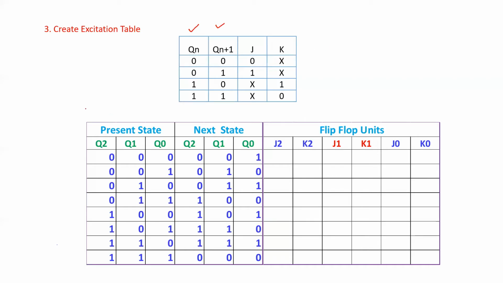Then we draw this table, and on the first side we write the present states: 0 1 2 3 4 5 6 7, and then the next states. From 0 the system moves to 1, from 1 to 2, from 2 to 3, from 3 to 4, then from 4 to 5, then 5 to 6, then 6 to 7, and then from 7 back to 0. This is the entire sequence that is actually happening.